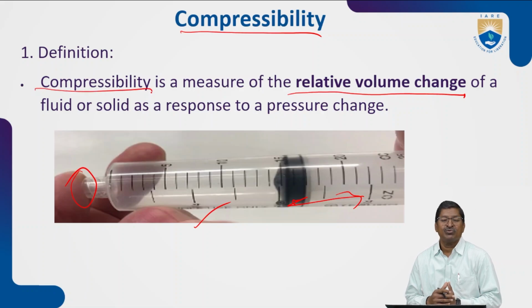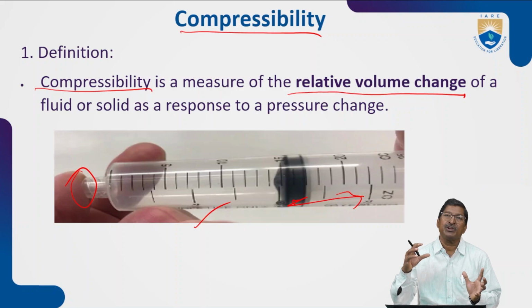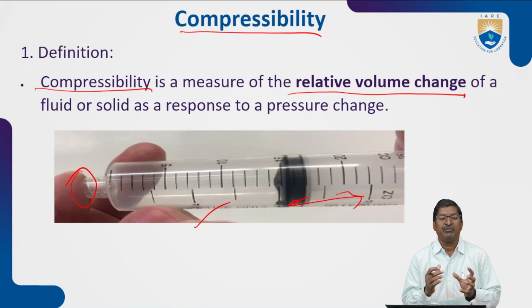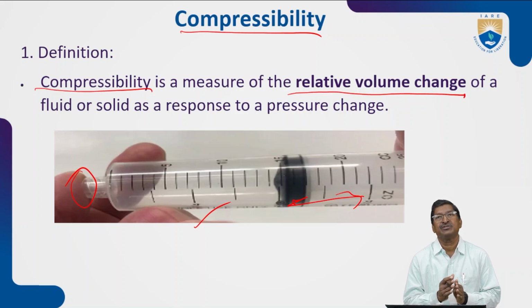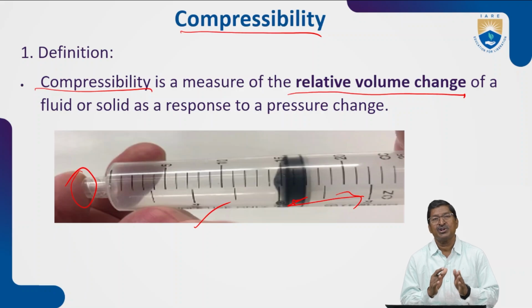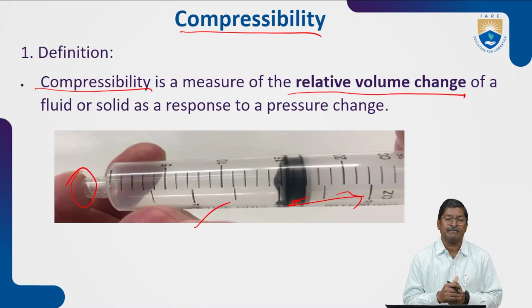Initially, why should we know this compressibility? Here 2 types of fluids are there: compressible fluids and incompressible fluids. Compressible fluids change in volume depending upon the load applied, whereas incompressible fluids will not change in volume. Water comes under incompressible fluids. That means we take water as incompressible because the volume change is very, very negligible. That's why it is called an incompressible fluid.